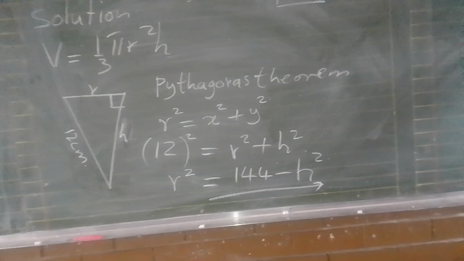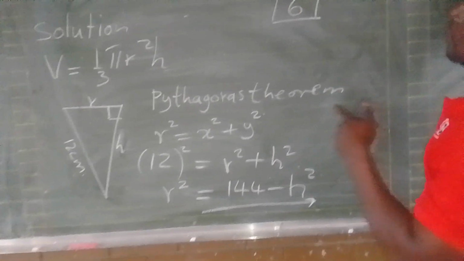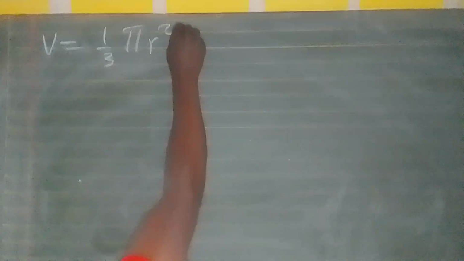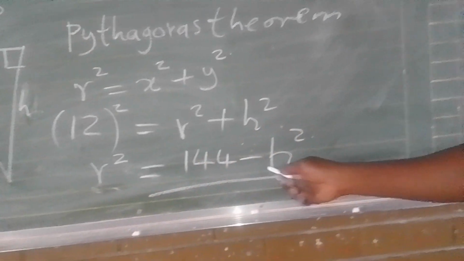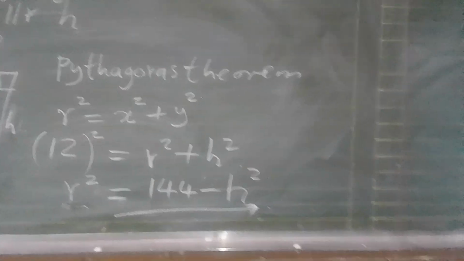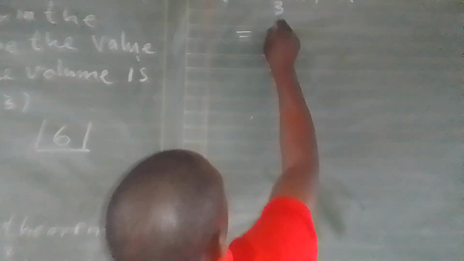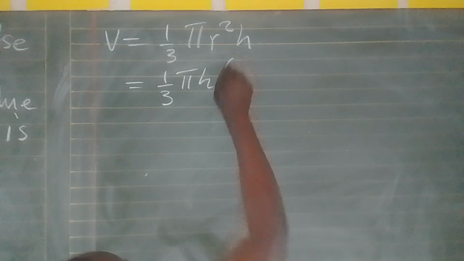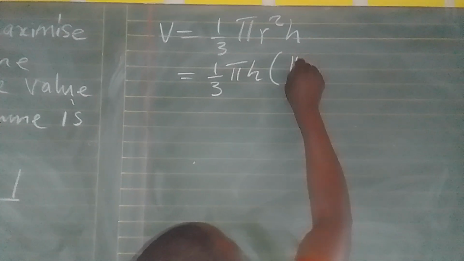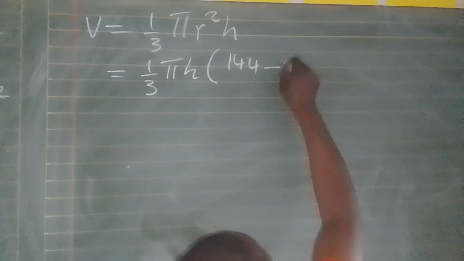Then we come and say, but V is 1/3 pi R squared h. Now we must express R here as this value. We must put the value of R, this one, here as a substitute in the formula. So V is 1/3 pi h. Then we put R. R is the same as 144 minus h squared.